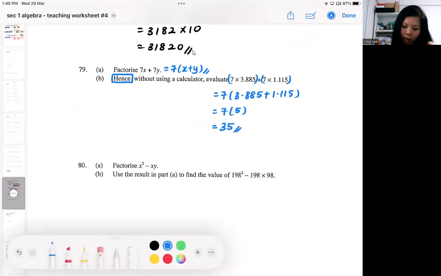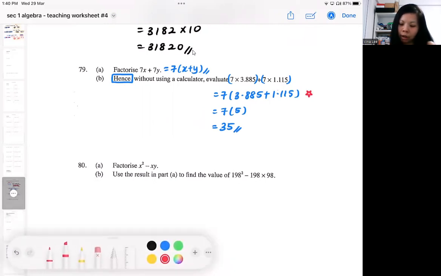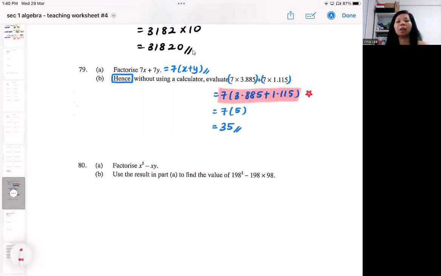So this part is important. If you never show this part, you will not get the mark. So in application questions, there are some critical steps. If you do not show, you get 0 marks.